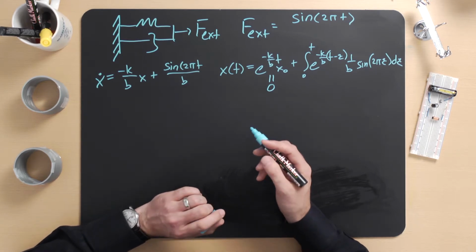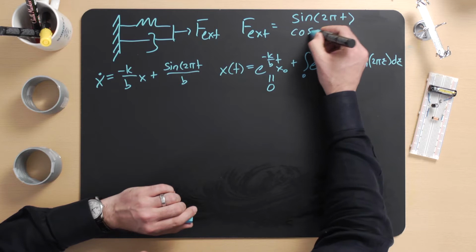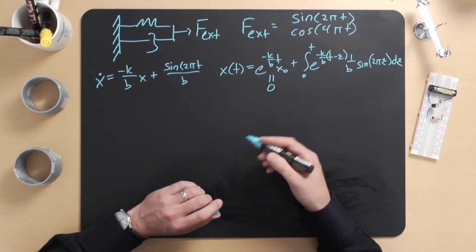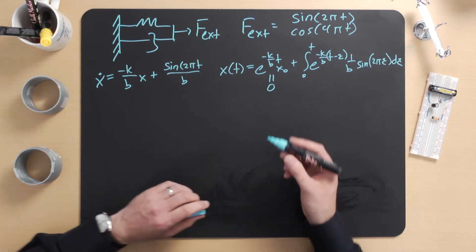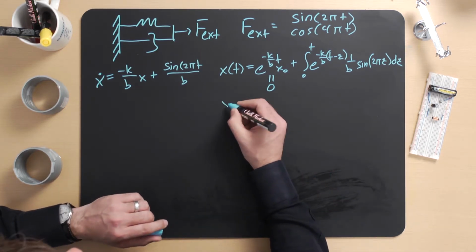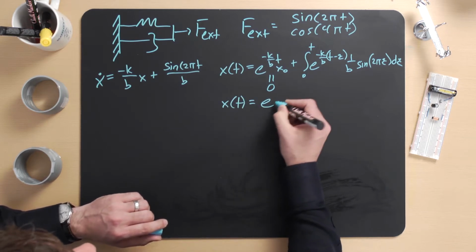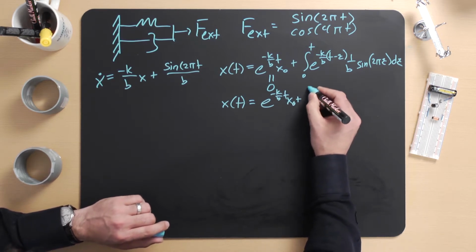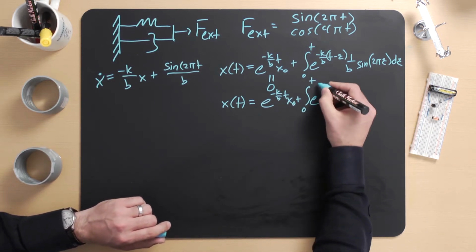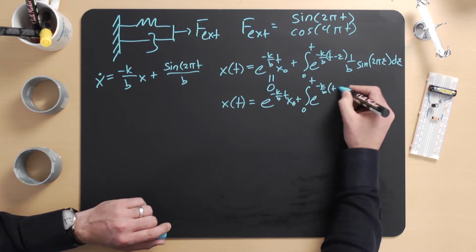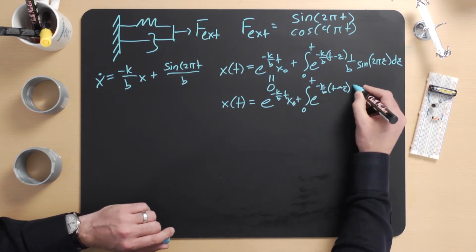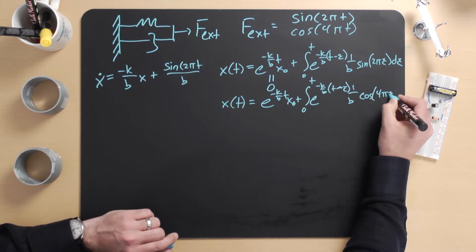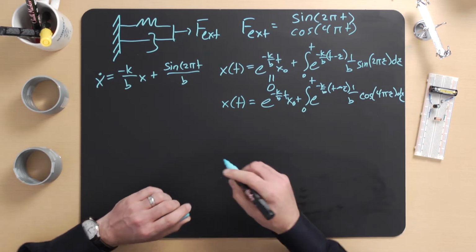Moreover, if we instead say that the external force is cosine of 4 pi t, this is now a 2 Hertz signal, then the convolution equation says that the solution to the ODE is instead x of t is equal to e to the minus k over b t x0 plus the integral from 0 to t of e to the minus k over b times (t minus tau) times 1 over b, and now times cosine 4 pi tau d tau.